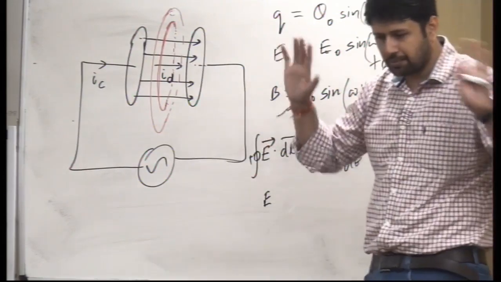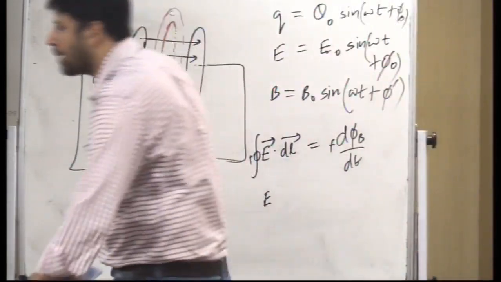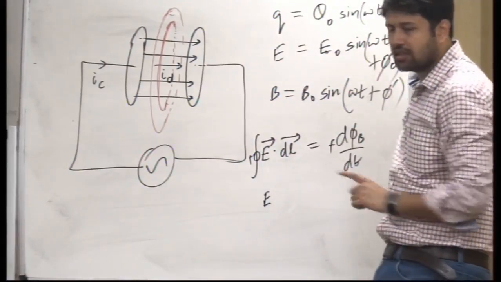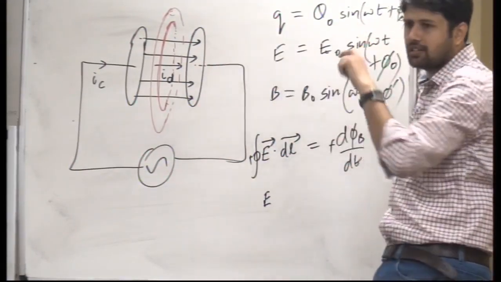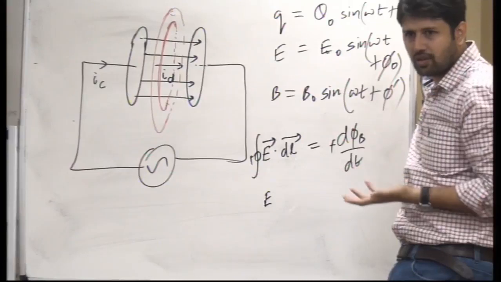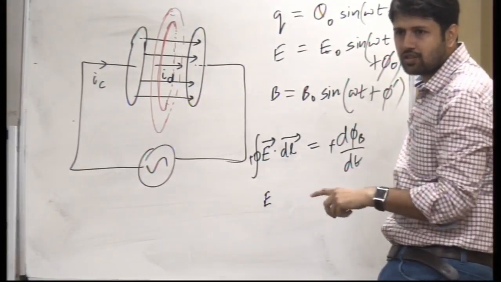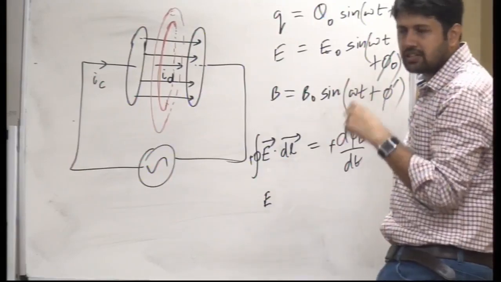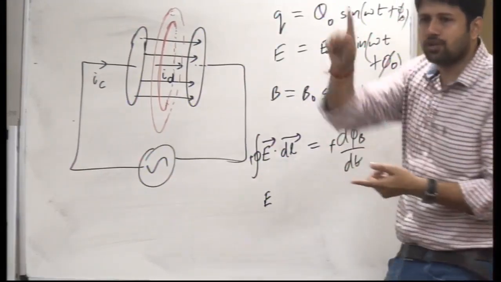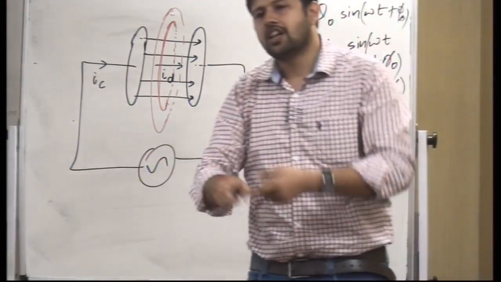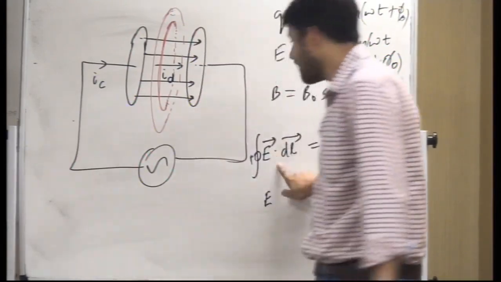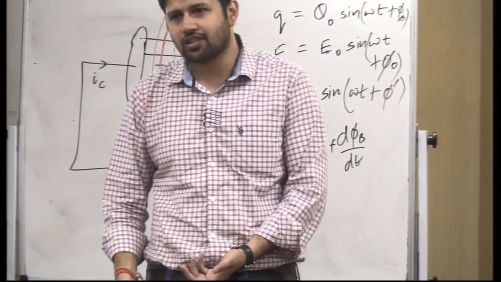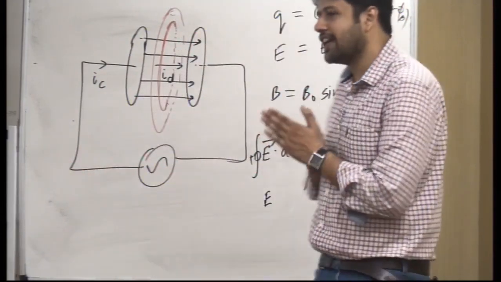Okay, I complete the picture now. So what happens, this is the sinusoidal source. The current flowing is sinusoidal, the charge is sinusoidal. Even the electric field is in the form of a sinusoid, which produces a magnetic field which is sinusoid, which further induces an electric field which is sinusoid, which further induces a magnetic field which is sinusoid. Getting it? So it's like a chain.